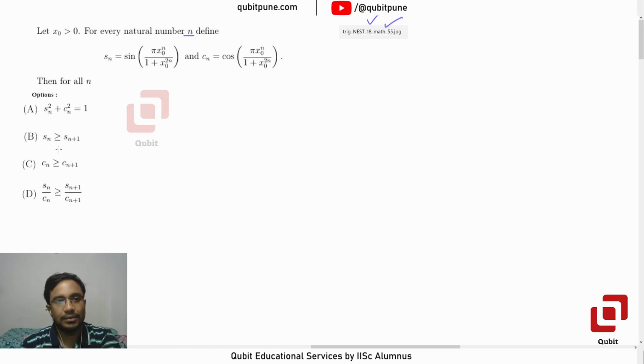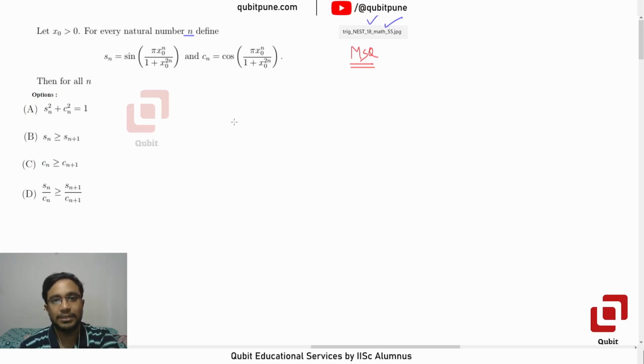Sn is greater than or equal to Sn plus 1. Cn is greater than or equal to Cn plus 1. Sn upon Cn is greater than or equal to Sn plus 1 upon Cn plus 1. This is a multiple select question, so we have to investigate the validity of each and every option. Let us start with option A.